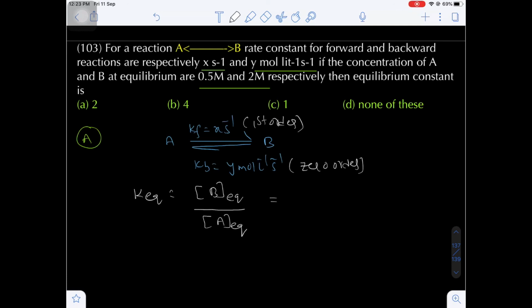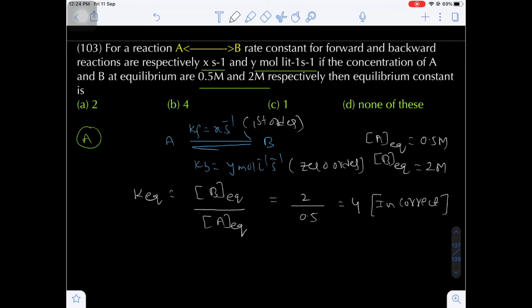Now actually what will be the concentration of reactant A and product B at equilibrium? That will be given in the question. Concentration of reactant A will be 0.5 molar and product will be 2 molar. So suppose if you bring the concentration of B at equilibrium 2 in the numerator and A in the denominator, that will be 0.5. So your answer will be what? 4. Your answer will be 4. But this is incorrect. This answer is incorrect.